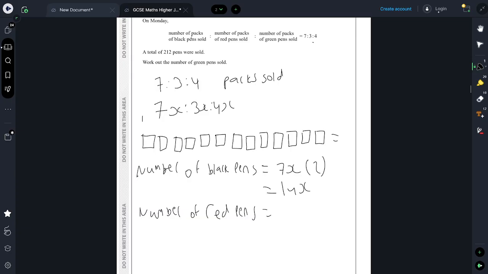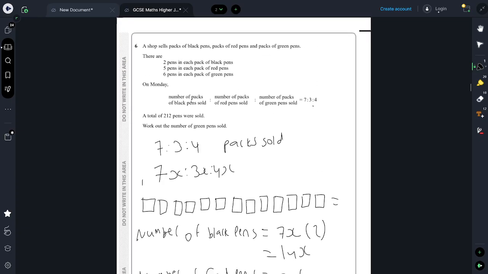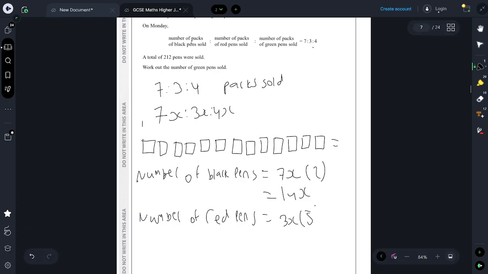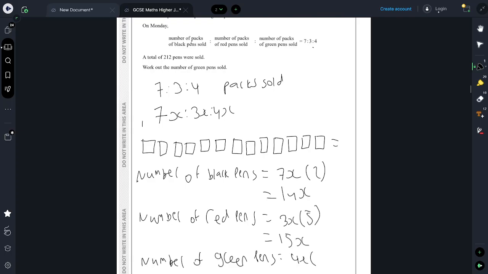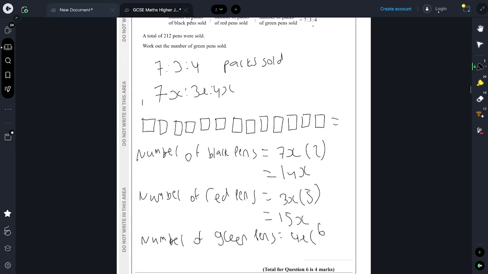So if we read this off, 3x is how many packs of red pens are sold, but each pack also has 5 pens. So this gives us how many individual pens there are, which is then 15x. And then the number of green pens, there are 4x packs of green, but we're also told there are 6 pens per pack of green.